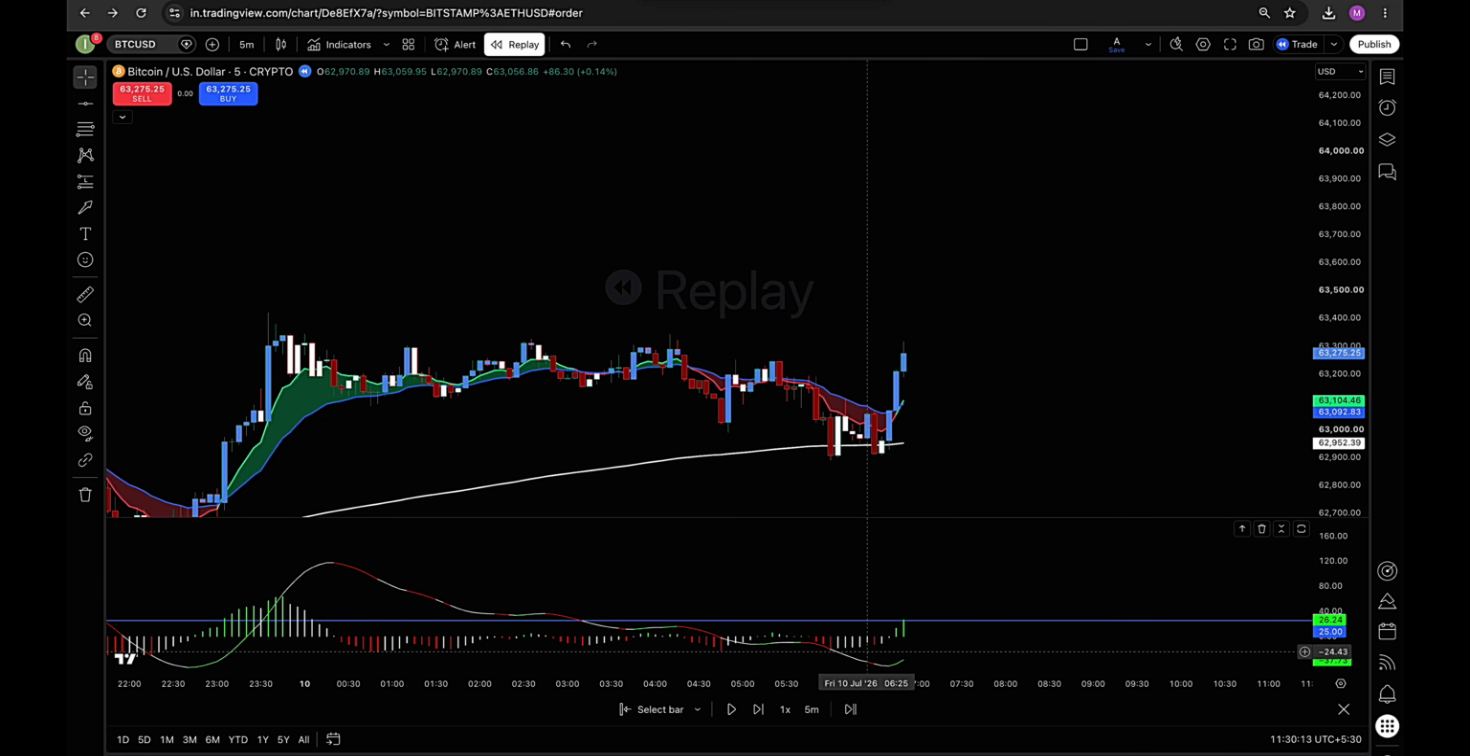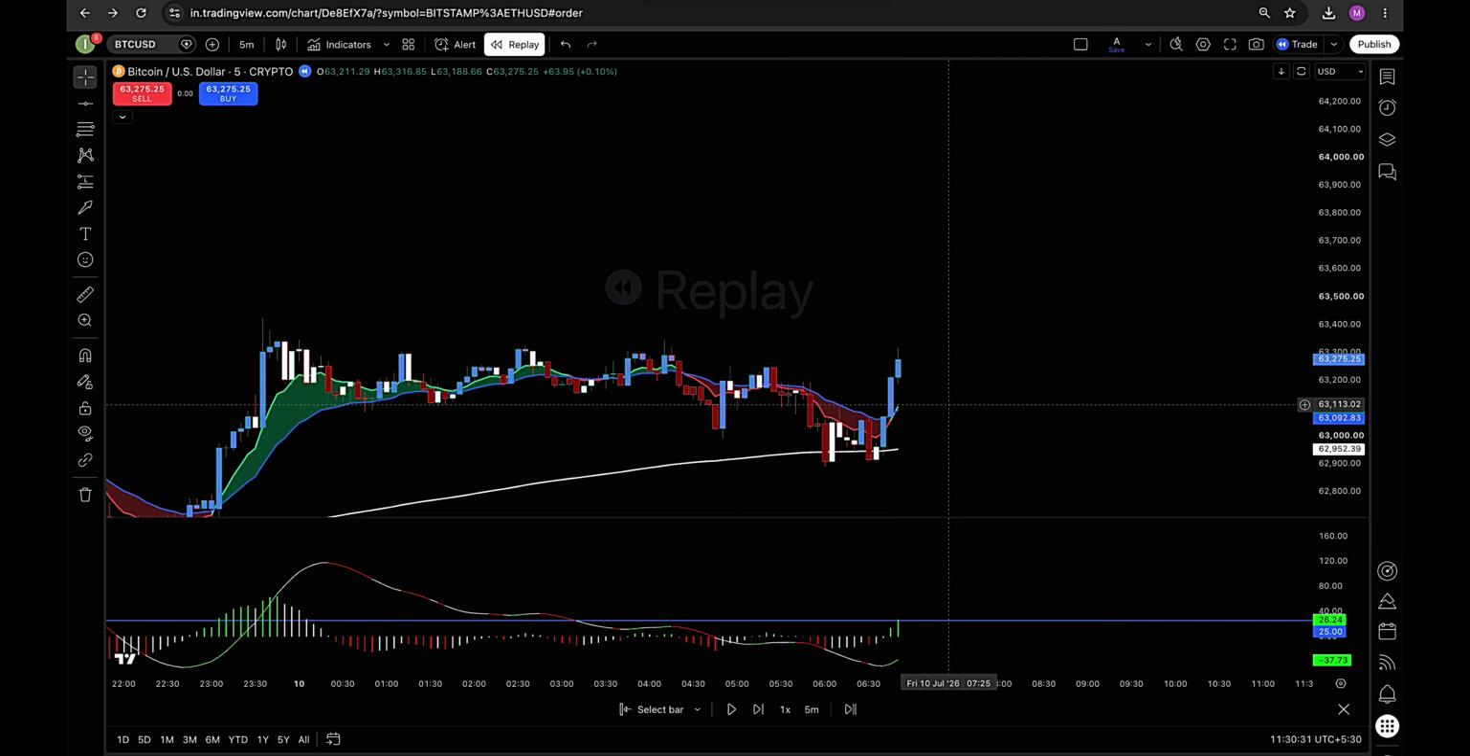Our second rule was that this should be above 25, our histogram. The second rule is also fulfilled here. Our third rule was that it should be green. Look here, it's green. That's the third rule. Our fourth rule was that this should change to green from red. So on this candle right here, we get our entry for a long position.